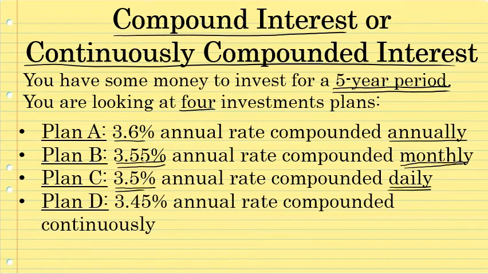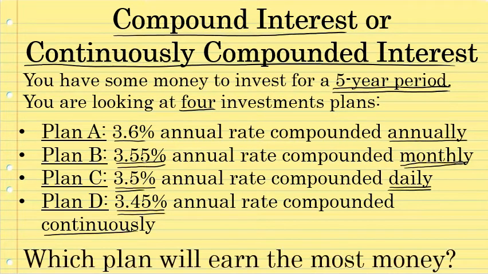And finally, there's a fourth plan to consider. It has the lowest interest rate, 3.45%, but this interest will be compounded continuously. The question is, which plan will earn you the most money? Let's find out.